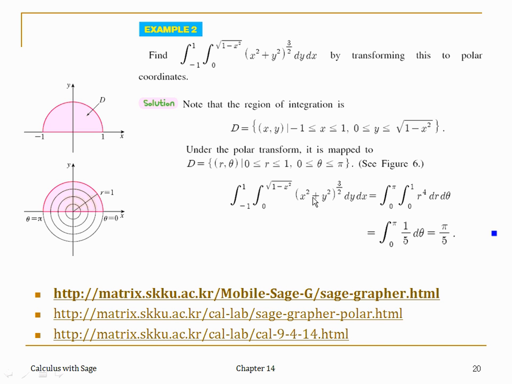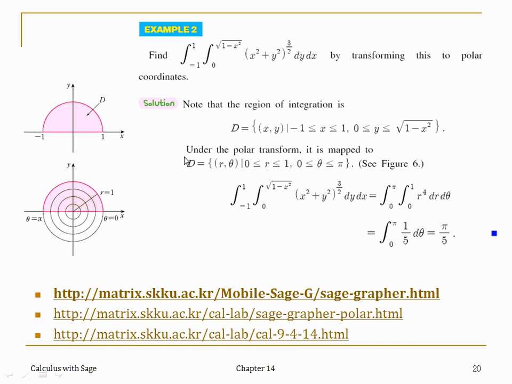Then x squared plus y squared is r squared times what? Cosine squared theta plus sine squared theta, which is 1. And so the square can be cancelled. We have r cubed times r dr d theta. So we have r to the fourth dr d theta. After that, we need to integrate this with respect to r and theta.